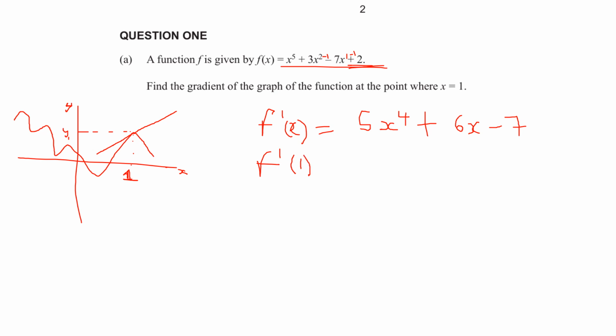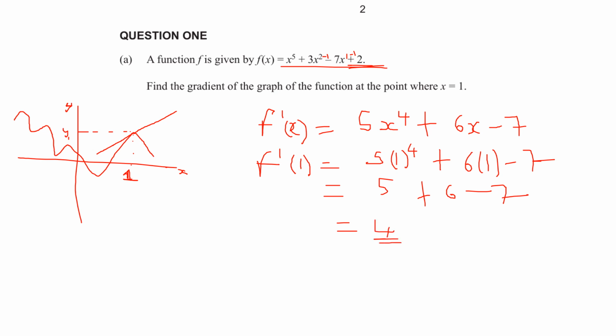Okay, it's on now. f prime of 1 is equal to 5 times 1 to the power 4, plus 6 multiplied by 1, minus 7, which is equal to 4, because 5 plus 6 is 11, and 11 minus 7 is 4. So this is your gradient m. m is equal to 4.